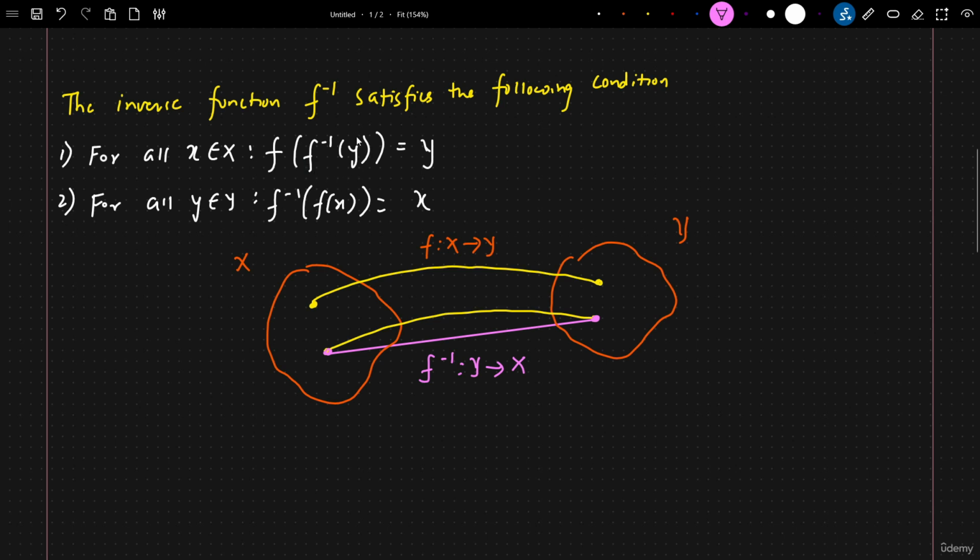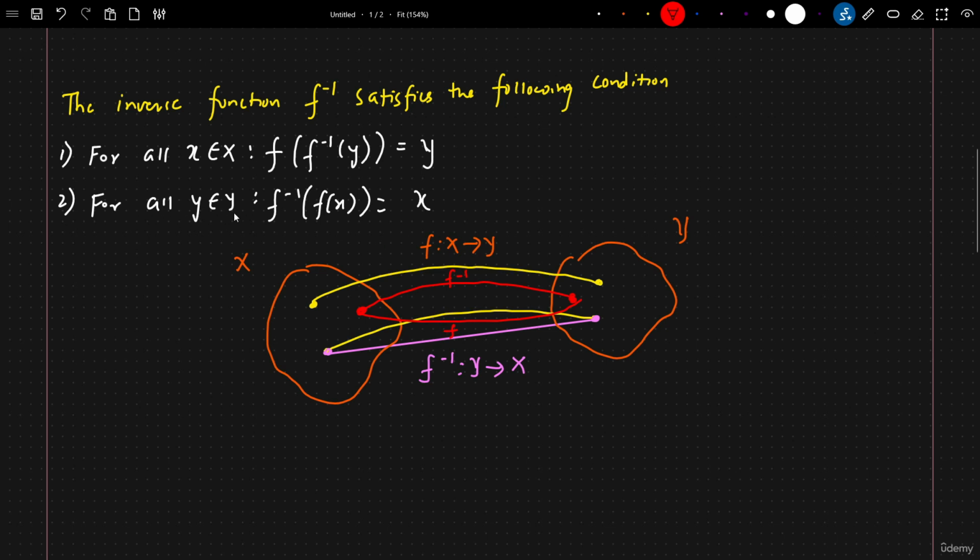Here we are saying F inverse of an element of Y. So let's consider that there is an element over here. If I do the F inverse, it will go and find me an X element, right? Once I get my X element, if I still apply on top of that the function F, which is not an inverse, then I will be able to get my element back, that is Y.